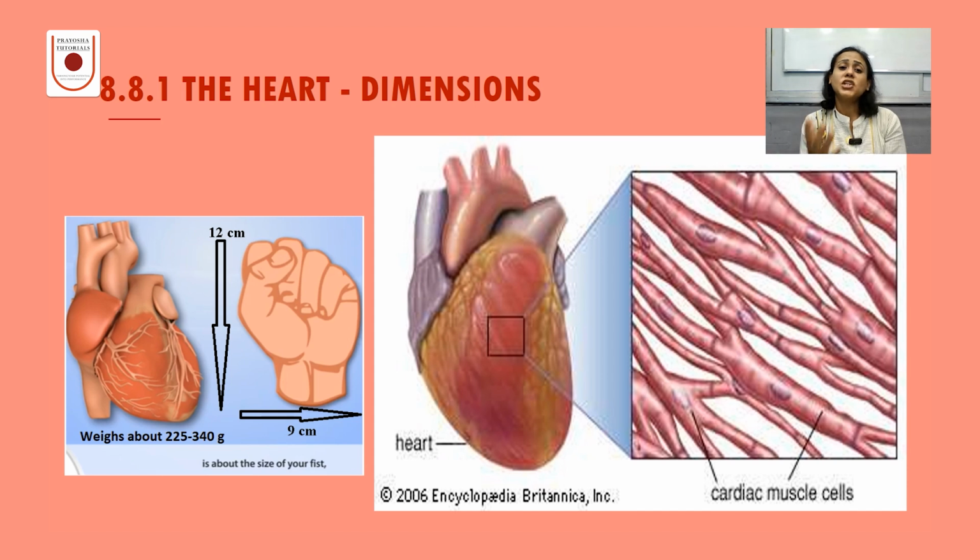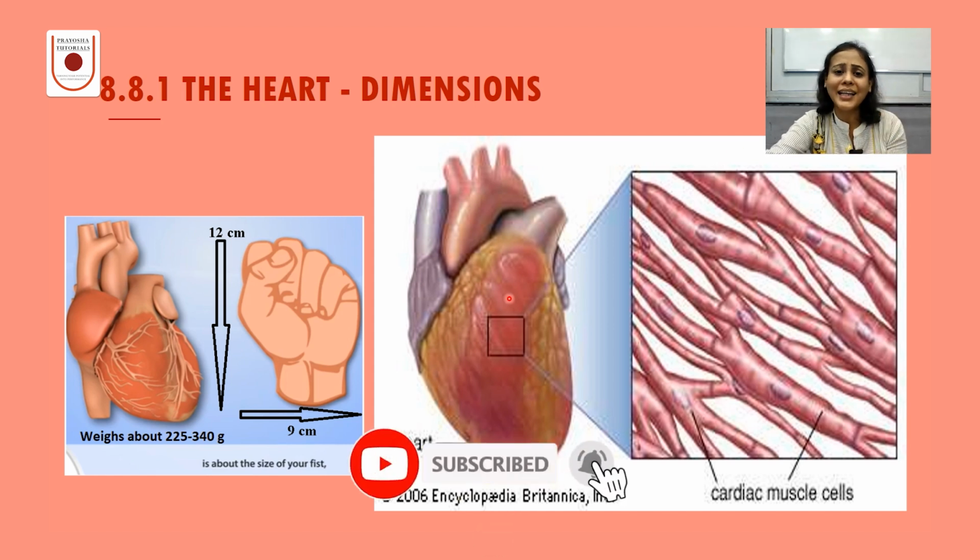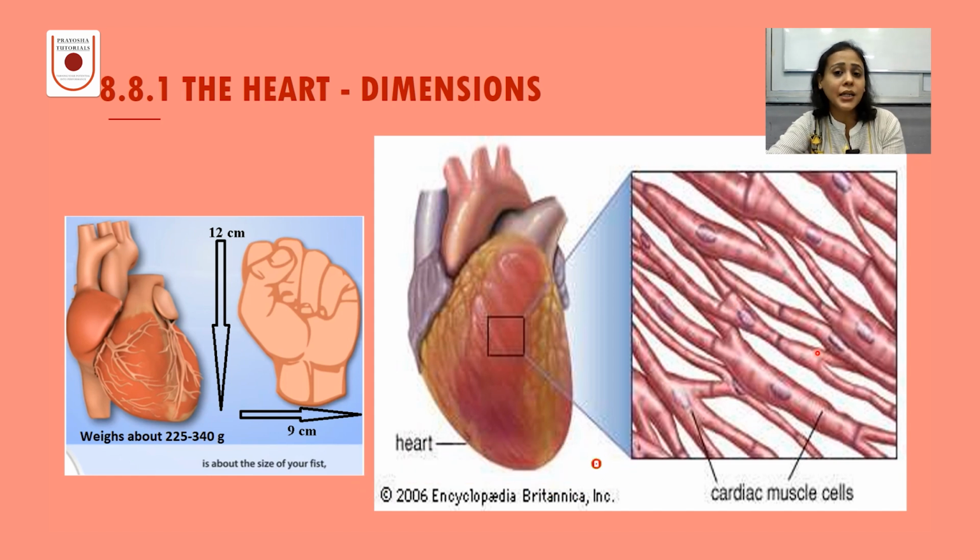Now, the size of the heart is size of your fist. Roughly, they have given you the dimensions 9 by 12. Weight is 225 to 340. What is the heart made up of? It is made up of the cardiac muscles, which are your striated muscles, and they are multinucleated and branched amongst each other. So this is the cardiac muscles making your heart.